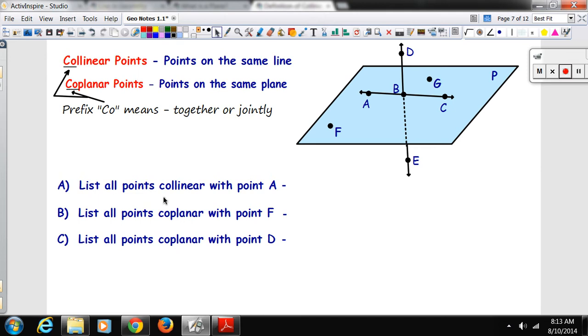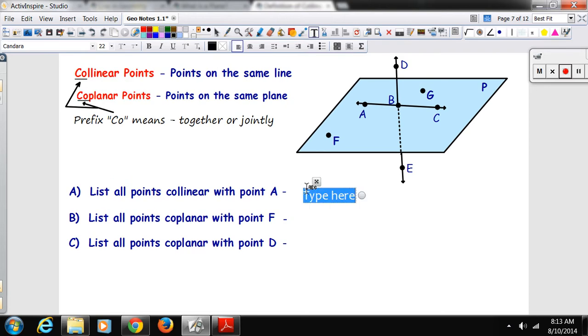So list all points collinear with point A. What would be points B and C? So you would put point B and C would be collinear with A. Coplanar with F, well, you've got A, B, G, C. So you got A, B, G, and C. They would all be on the same plane as F.